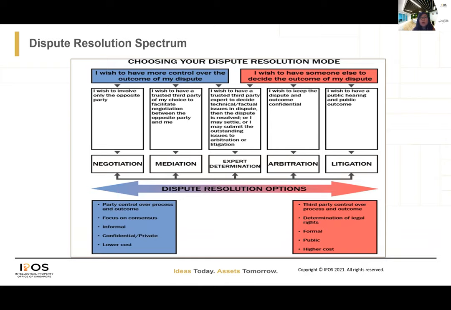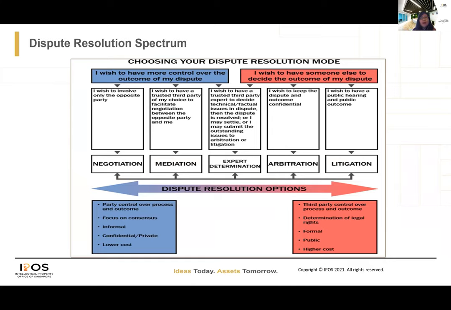The process is also completely controlled by the rules as well as the law and the regulations. It is very formal, and it is a question of determining legal rights. You cannot consider underlying business interests. It is also very public. If you all wish to sit in to a hearing at the High Court, you can. In fact, all you have to do is to go to the Supreme Court and sit at the public gallery, and you can listen to the trial going on. So it is very public. And of course, generally, because of all the procedures involved, it tends to be of a higher cost.